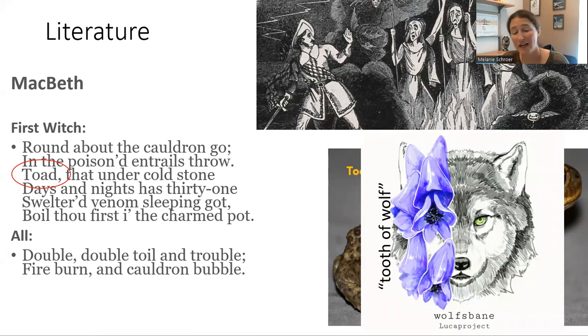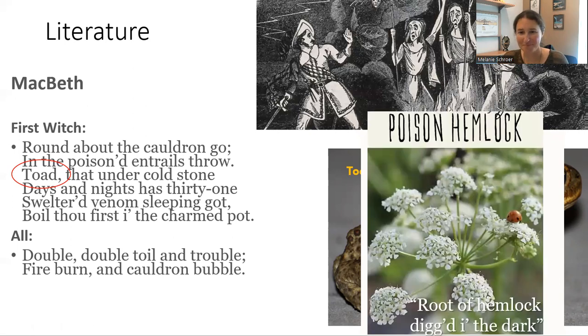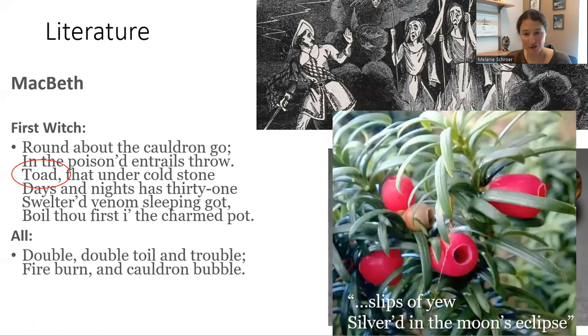Another ingredient used by the witches is tooth of wolf, which is essentially referring to wolfsbane. This is not only a real flower, but it's also used in other types of literature as a weapon against werewolves. Root of hemlock, digged in the dark. Poison hemlock, of course, a very poisonous plant, as the name suggests. And finally, slips of yew. The yew plant is toxic to animals as well.